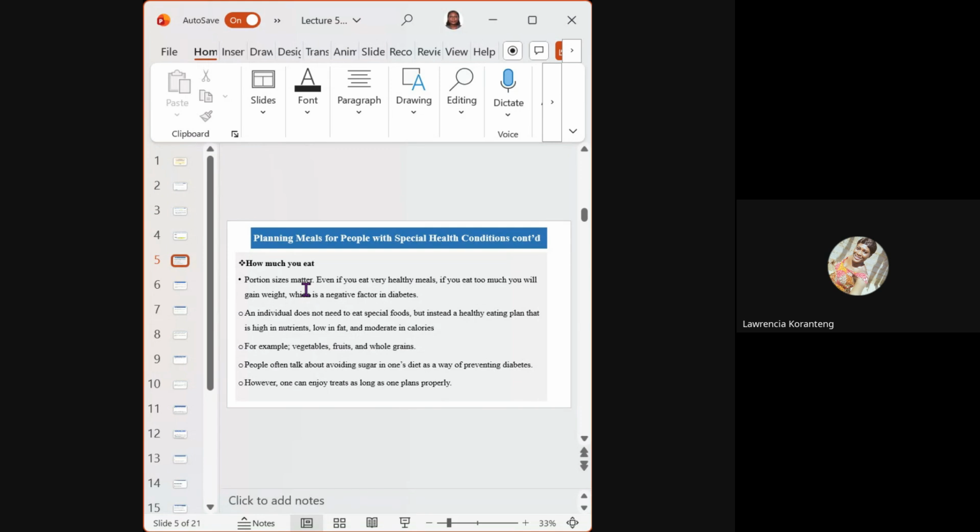Portion size matters a lot. Even if you eat a very healthy meal, if you eat too much, you gain weight, which is a very negative factor for diabetes. You don't have to eat too much to fluctuate your glucose level. So how much? Eat in moderation. That is why they have to keep it consistent. You have to eat about 4 times in a day so that you keep a consistent glucose level, rather than eating big. Some people skip the meals.